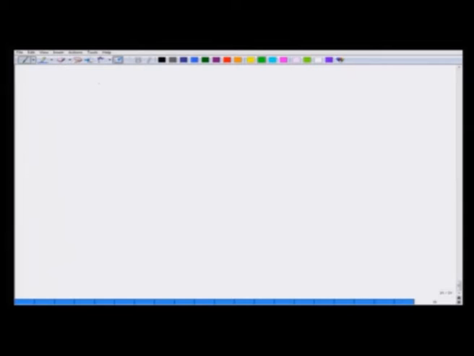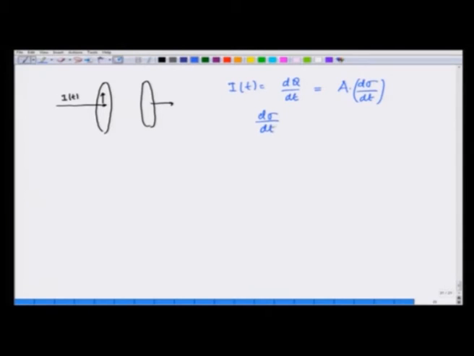So, for simplicity, let us take this plate to be circular. So, here is a circular plate, here is the other circular plate, current I(t) is coming in, and it is going out. For simplicity, we will ignore any time delay in the current flowing here, so we will assume that as soon as the charge comes in, it spreads evenly throughout the plate. So, I(t) is dq/dt, which is going to be the area of the plate A times d sigma/dt. So, d sigma/dt is equal to I(t) divided by A.